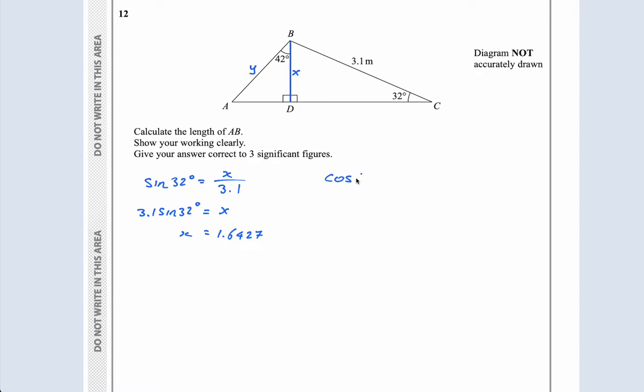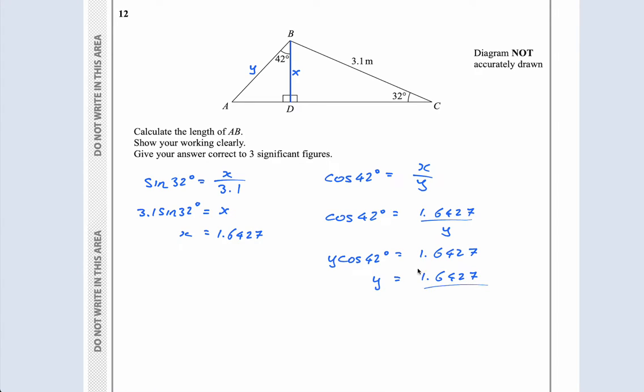So the cosine of 42 degrees is equal to adjacent, which is, well, I'll write x over y. And I know x, cos 42 degrees, is 1.6427 over y. I'll multiply across by this y, so I get y cos 42 degrees equals 1.6427, and then finally y is equal to 1.6427 divided by cos 42. This I can do on my calculator.